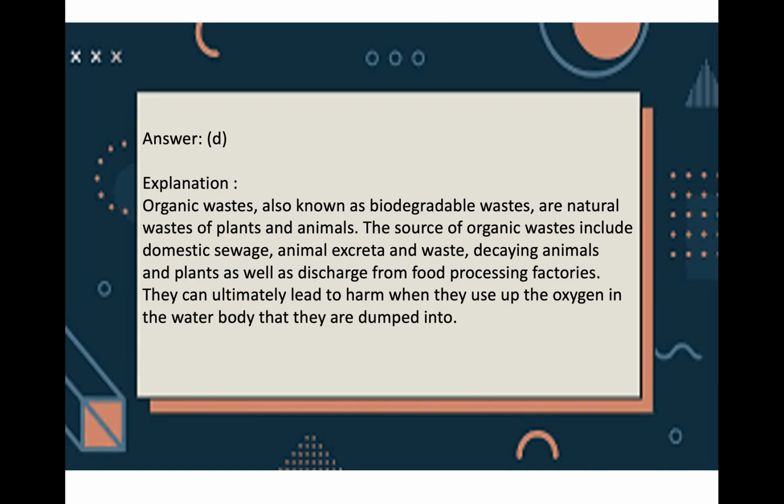That is, organic waste also known as biodegradable waste. These are natural wastes of plants and animals. So the sources of organic waste include domestic sewage, animal excreta, waste, decaying animals and plants, and discharge from food processing factories, which can ultimately lead to harm when they use up the oxygen in the water body which they are dumped into.